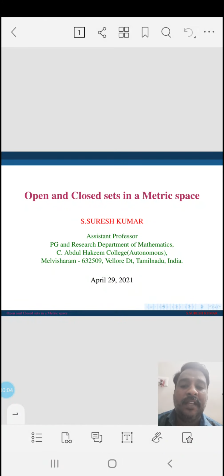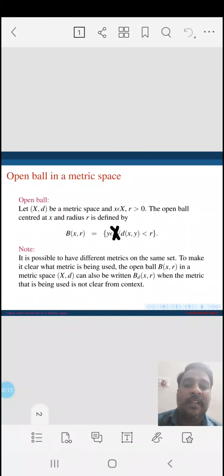Today we are going to see the definition and examples of open and closed sets in a metric space. First, we start by providing the definition of open ball in a metric space. Let (X, d) be a metric space, and let x belong to X and r > 0. The open ball centered at x and radius r is defined by B(x, r) = the set of all y belonging to X such that d(x, y) < r.